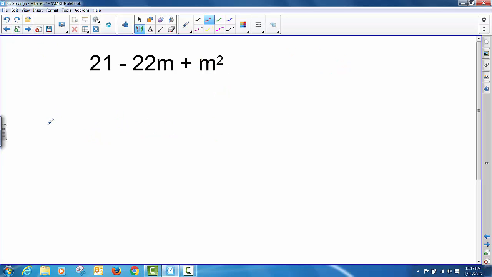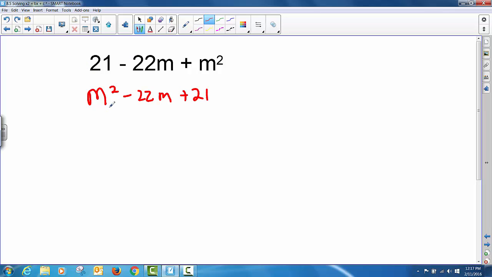Let's try this one. We've got a minus sign right here. Let's rewrite this. We've got m squared minus 22m plus 21. Okay, so m squared positive, negative 22m, and positive 21.